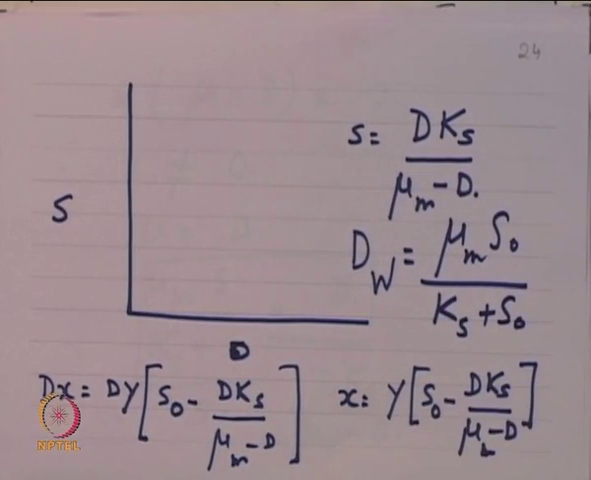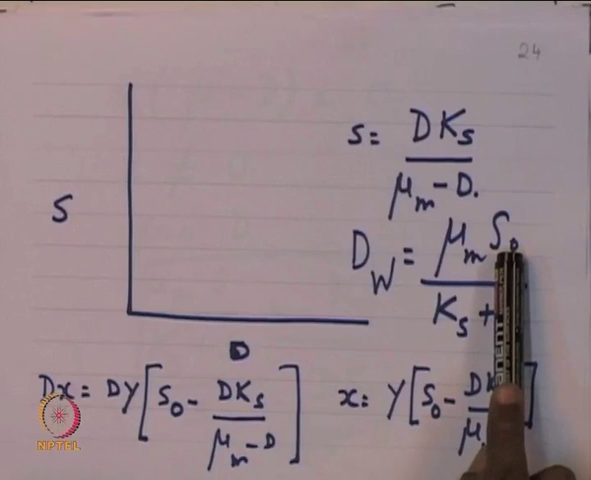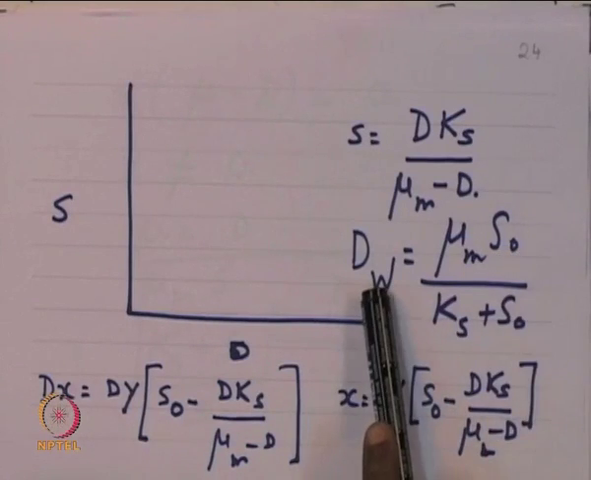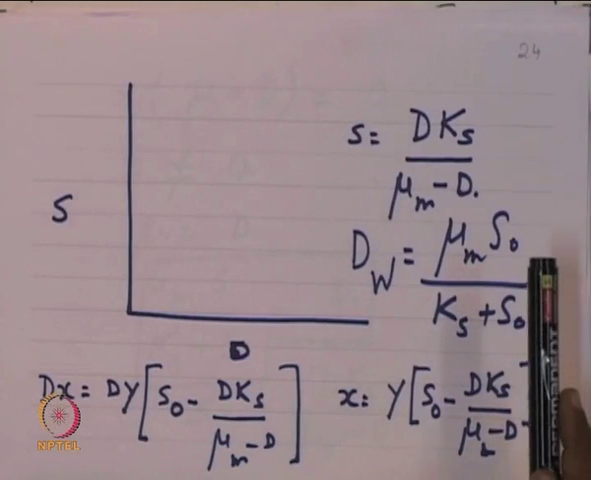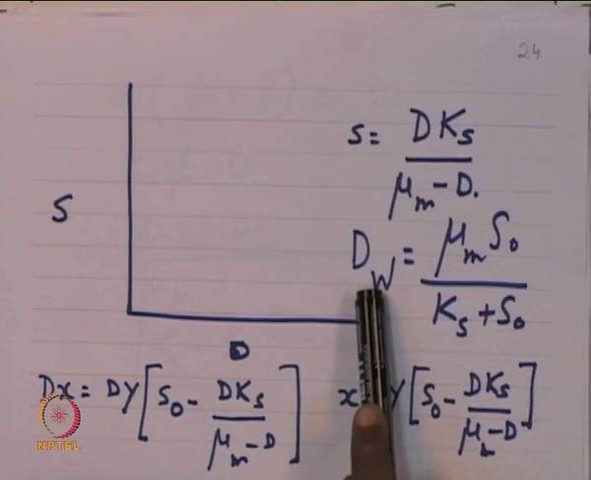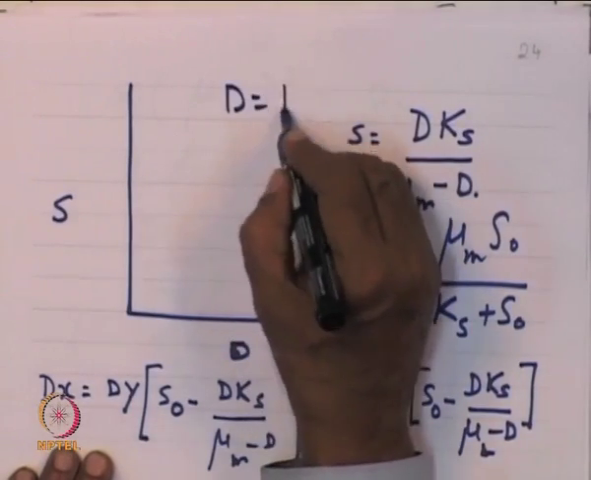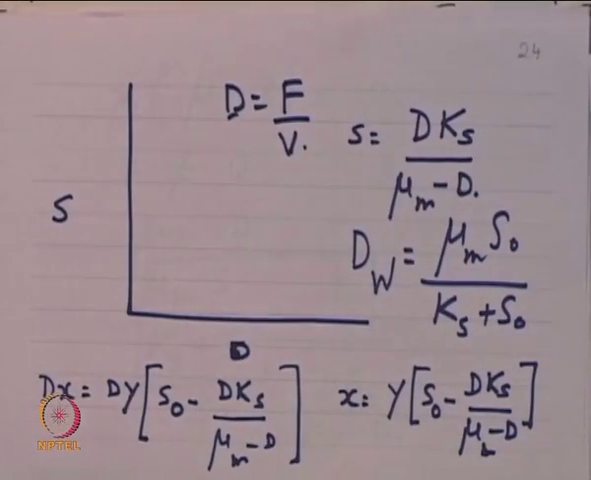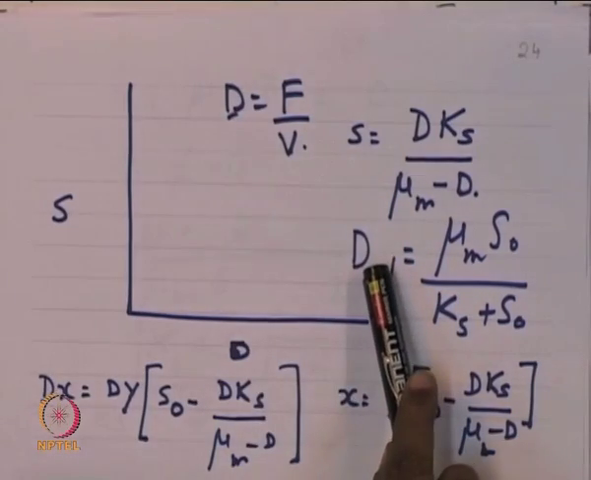So, what we are saying is that if you are given the Monod parameters and if you know the concentration at which your wastewater is coming, you can immediately tell the dilution rate at which the washout will occur. Which means what? To protect your plant against washout, you should not allow the dilution rate to become as high as this. What is D_W? D is simply F by V. The question is, why does this dilution rate become as high as D_W?